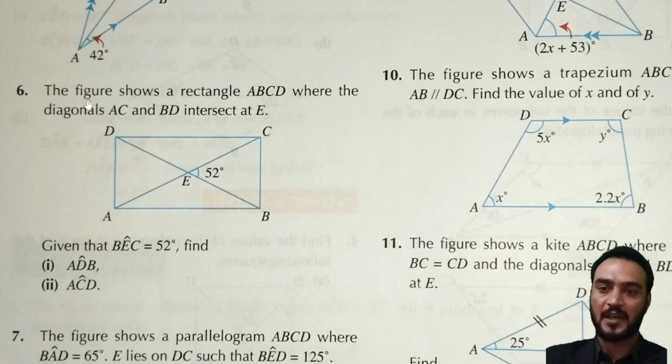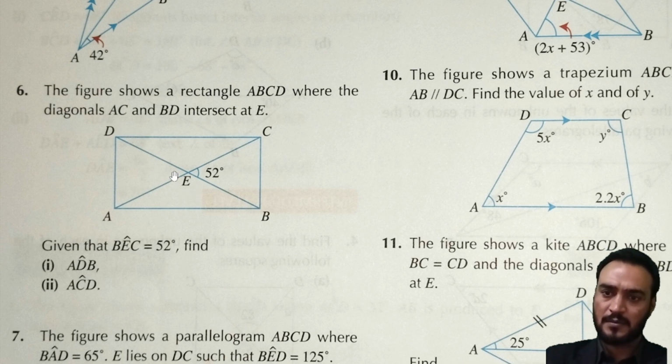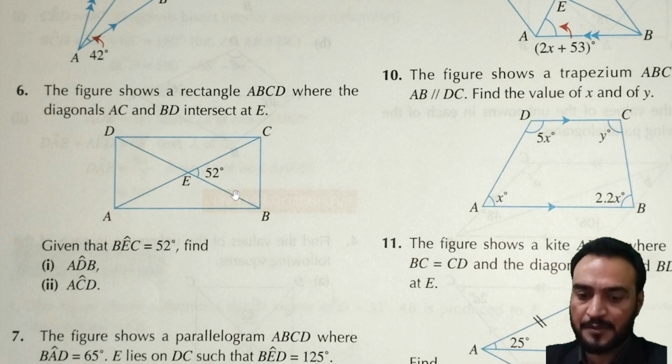Question number 6: the figure shows a rectangle ABCD where the diagonals AC and BD intersect at point E. This is the rectangle ABCD, and the diagonals AC and BD are intersecting at point E. This angle equals 52 degrees, and the diagonals bisect each other. So it means AE equals EC and BE equals ED. We need to find the angles ADB and ACD. So let us solve this question.